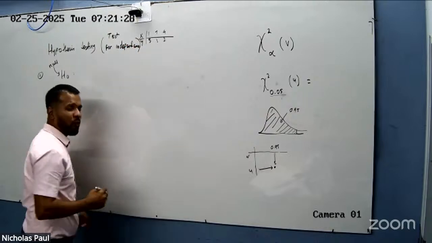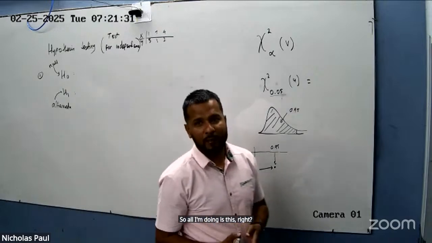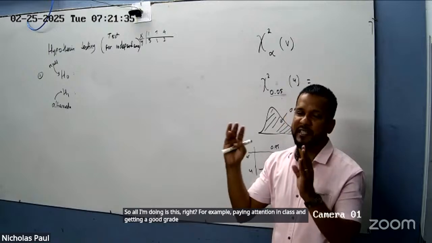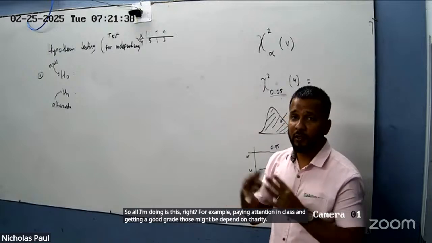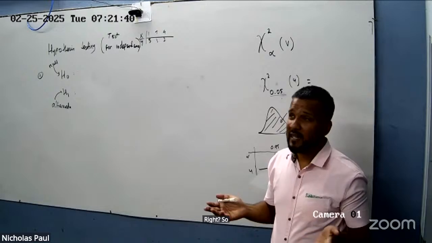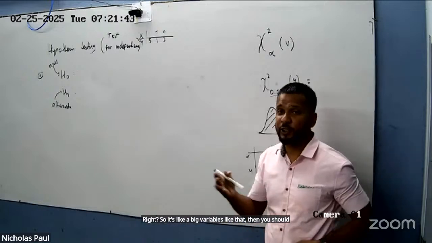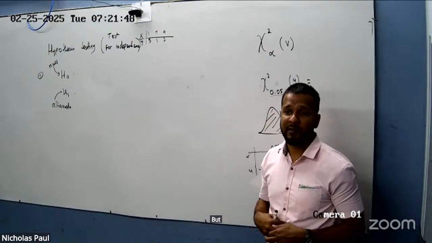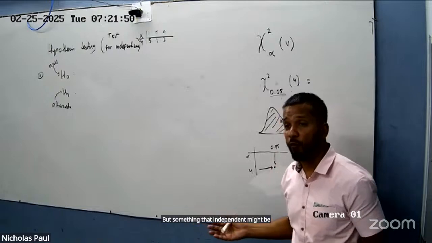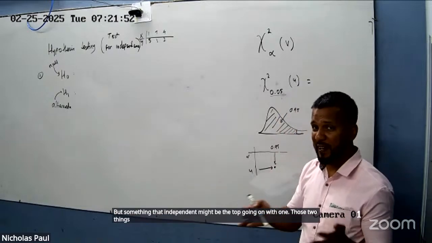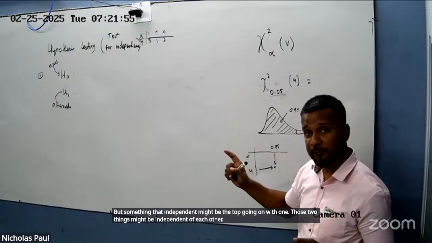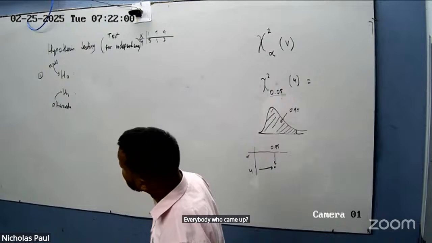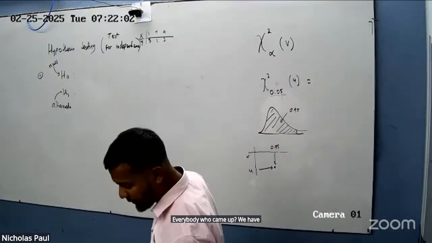So all I'm doing is this, right? For example, paying attention in class and getting a good grade, those might be dependent on each other, right? So if I give you variables like that, then you should expect the test to show dependency. But something independent might be eating popcorn and getting a grade. Those two things might be independent of each other. We are testing for that. Okay? Everybody okay with that? We are testing for those two things.